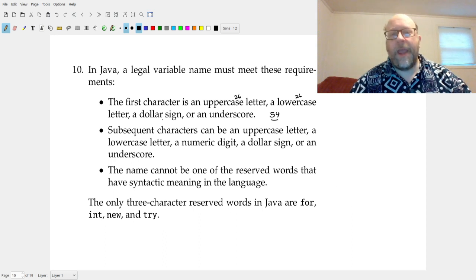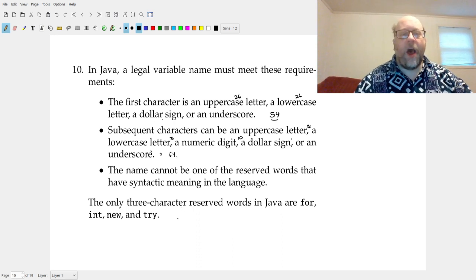Subsequent letters could be an uppercase letter, a lowercase letter. So that's 26 of those, 26 of those. A digit, a $ sign, or an underscore. And so that's got to be 52, 62, 63, 64. And it cannot be one of the reserved words, but for 3-letter names, there are only these 3 letters, okay?